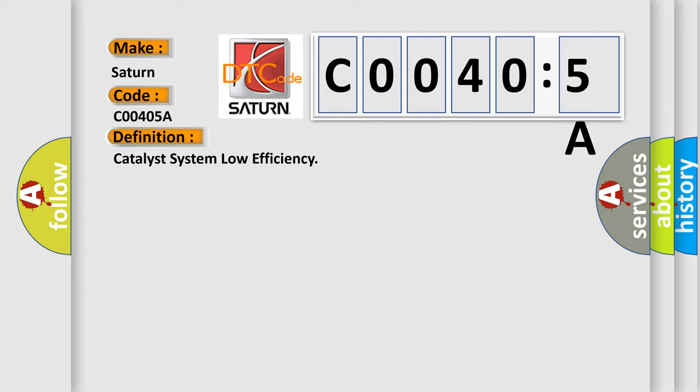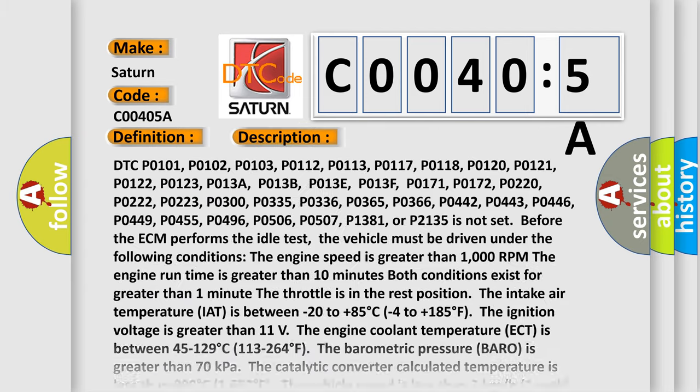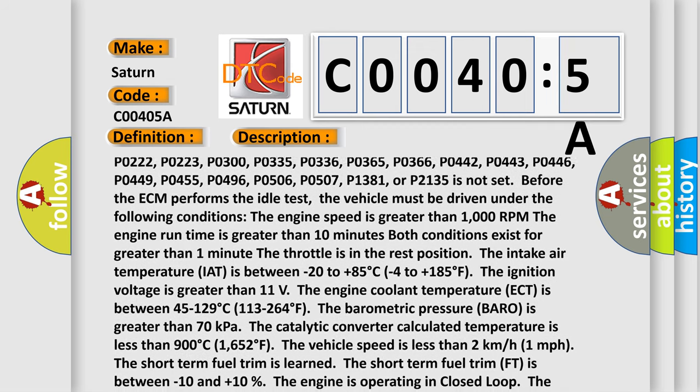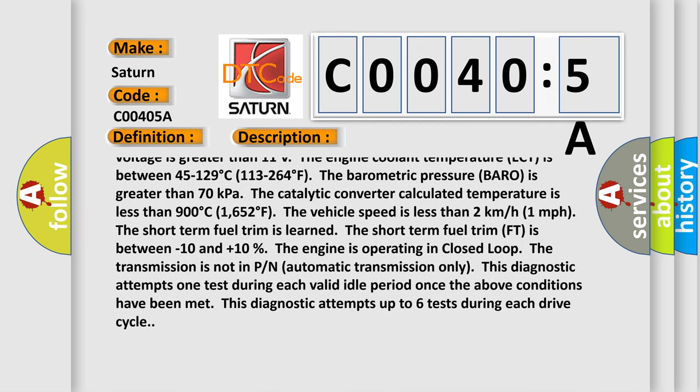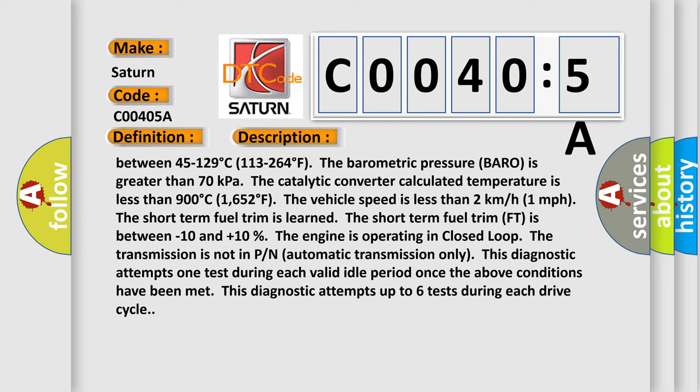This diagnostic attempts one test during each valid idle period. Once the above conditions have been met, this diagnostic attempts up to 6 tests during each drive cycle. This diagnostic error occurs most often in these cases: the ECM determines that the efficiency of the catalyst has degraded below a calibrated threshold.